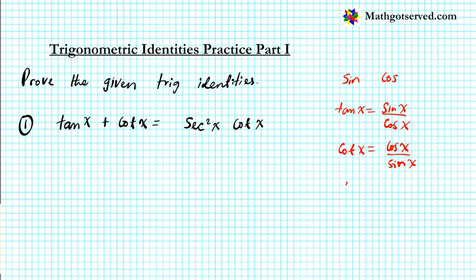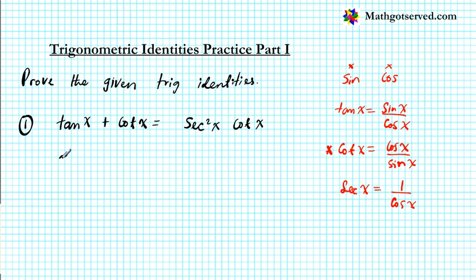Okay? Secant is the reciprocal of cosine, so secant x is 1 over cosine x. And last but not least is cotangent x, which is cosine over sine. We already have it here. Alright? So I'm going to use these substitutions here to express both sides of my equation in terms of just sine and cosine. Alright, let's go ahead and do this.